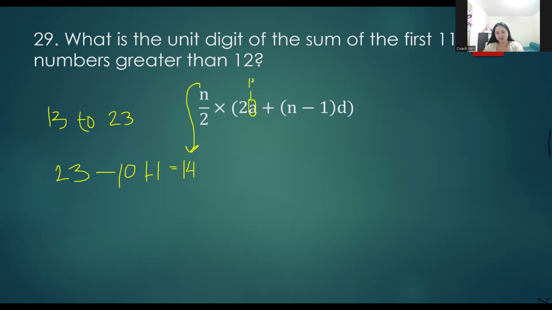And then what is D? D is the common difference. What is the common difference here? Cedric, can you tell me what's the common difference? Cedric, are you there? How about Marcos? What's the common difference? The common difference is 1 po. Yeah, just 1 because they are consecutive numbers. So it's equal to 1.